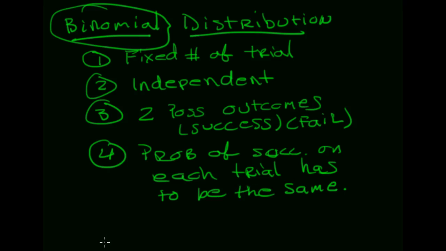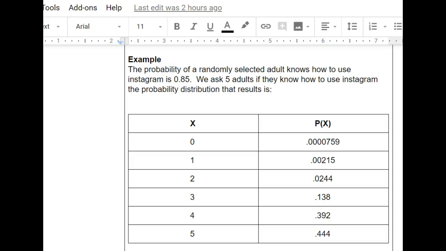Okay, so let's give a quick example of this. If you look at your notes, there is an example in there. I'm not going to write this all out again, where in the example we asked 5 adults, do you know how to use Instagram, right? And here are my results. We believe that there's an 85% chance that any given adult knows how to use Instagram, so we're going to ask 5 of them.